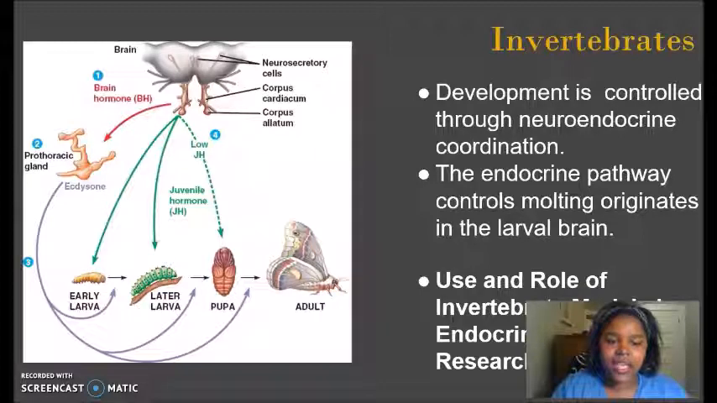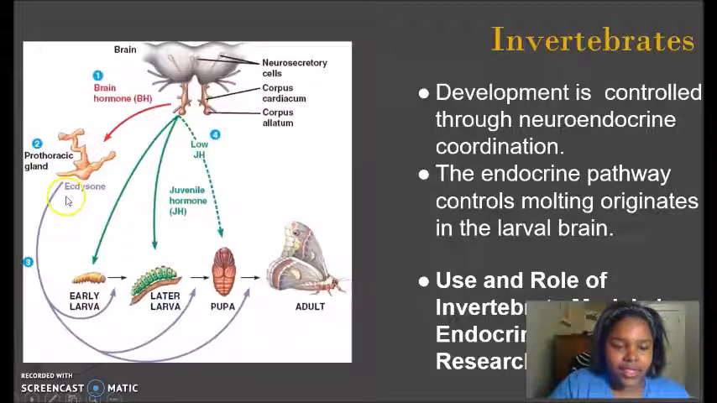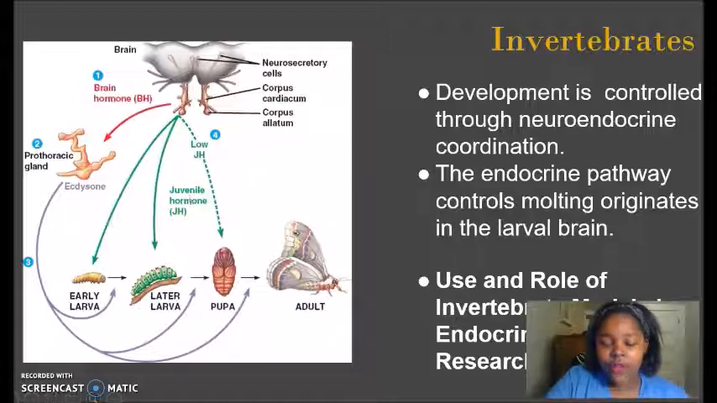which tells the process of the molting process. And here at the top you have the juvenile hormone. The juvenile hormone tells about the results of what the molting process is going to be. And this is an example in invertebrates of how their endocrine system and the secreting hormones work together to get one common goal and one thing done.